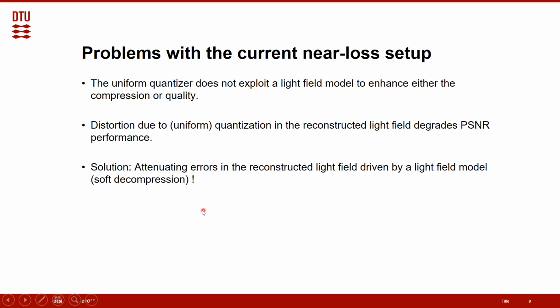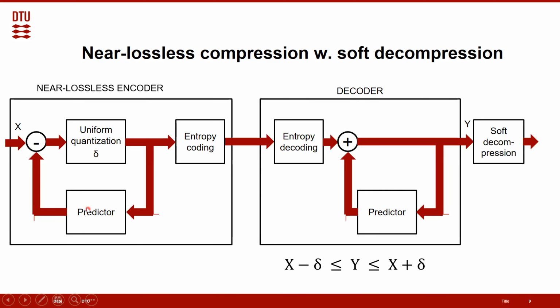So to alleviate or address this, what we will try to do is to attenuate the errors in the reconstructed light field using a light field model. We call this soft decompression. As seen here, a post-processor is used.